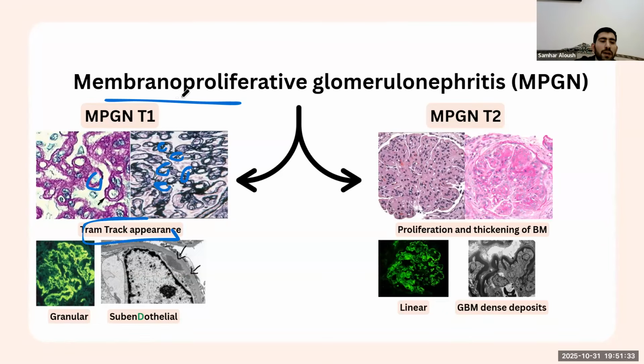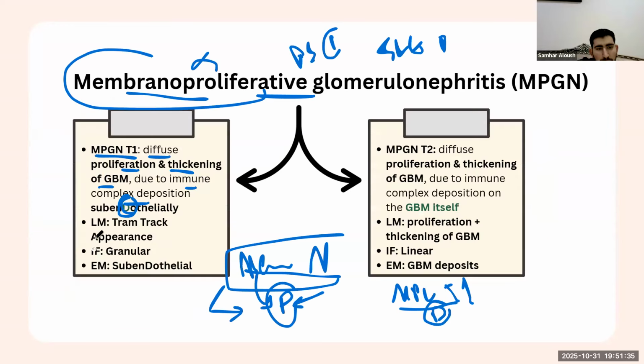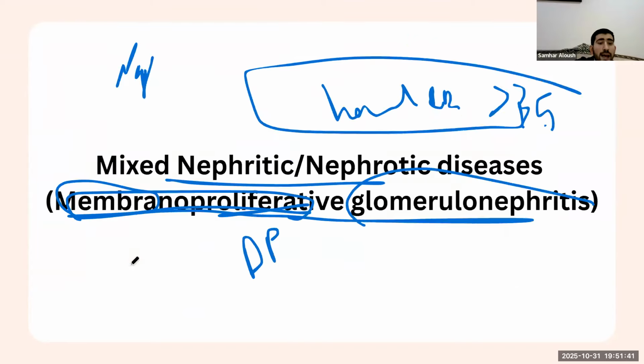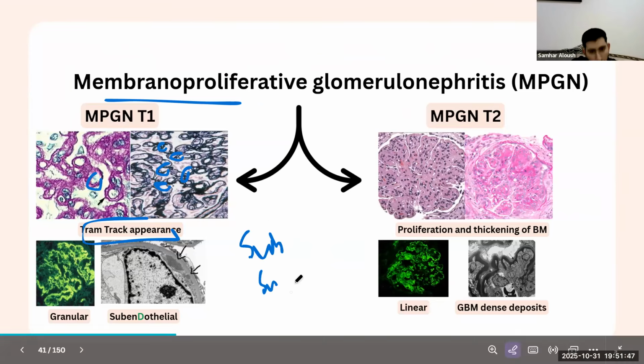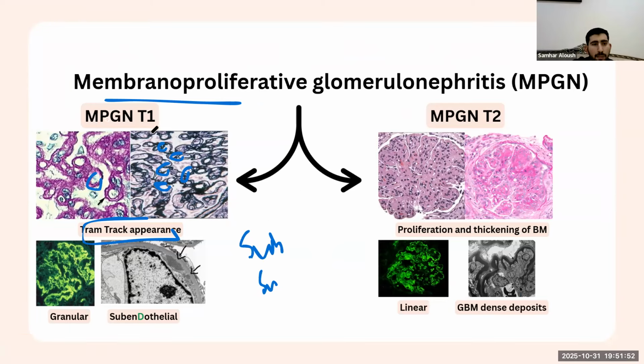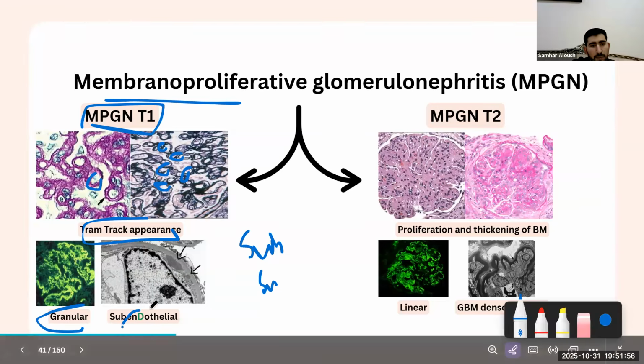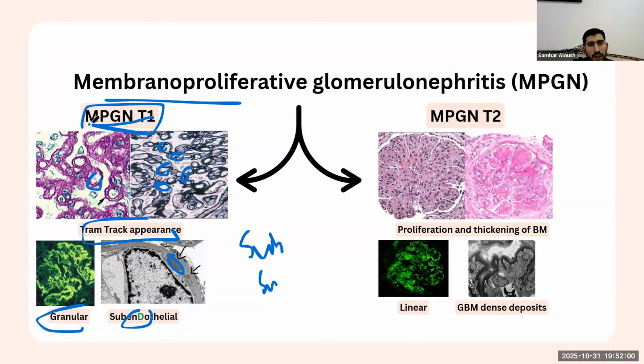Okay. طيب how it will appear بالlight microscopy؟ قلنا tram track appearance. طيب immunofluorescence granular. ليش granular؟ لأنها subendothelial. احنا قلنا إذا subepithelial granular، إذا subendothelial كمان granular، إذا on the basement membrane then it's linear. تمام؟ ف MPGN type 1 tram track appearance granular and subendothelial. As you can see here it's under the endothelium. تمام؟ هذا MPGN type 1.